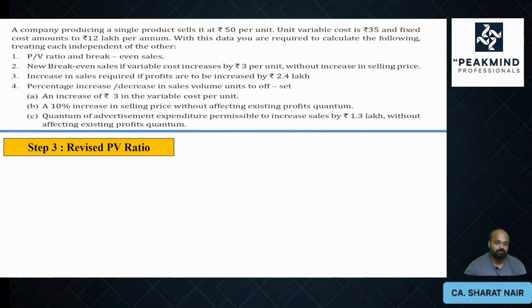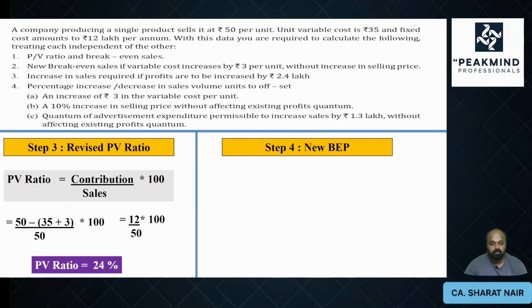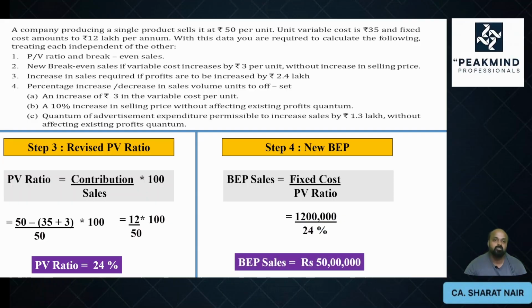Let's move to the second part of the question. My variable cost increases by 3. So what will happen? My contribution will change. Ultimately, my PV ratio will be affected. Hence, I need to find out my revised PV ratio. See here, selling price will remain intact at 50. My variable cost will increase from 35 to 35 plus 3, 38, divided by sales into 100. So I get my revised PV ratio, it is 24%. Moving further, the new break-even point will be fixed cost divided by revised PV ratio. It is nothing but 12 lakh divided by 24%. So my revised break-even point will be 50 lakh.